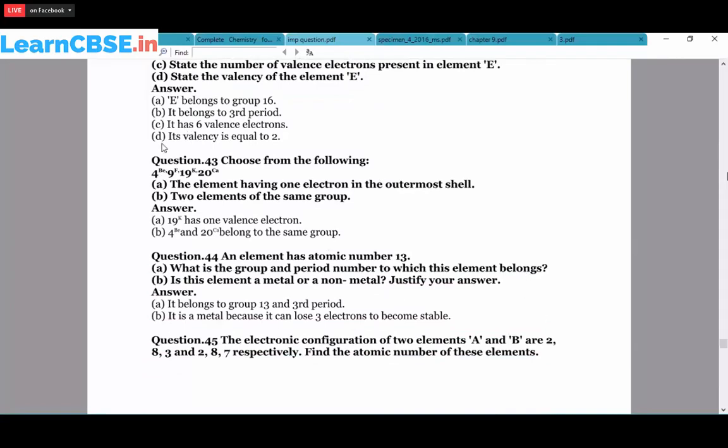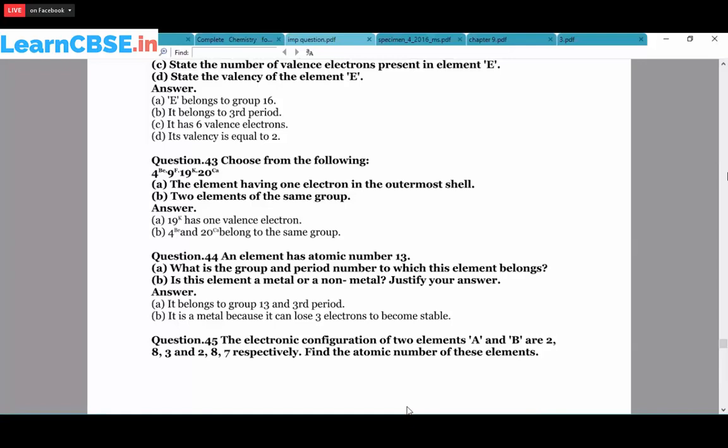Choose from the following: beryllium, fluorine, potassium, calcium. The element having only one electron in the outermost shell. So that is potassium, with atomic number 19. When we split the electrons into shells, it is 2, 8, 8, 1, so only one electron is present in the outermost shell. So potassium is having one electron.